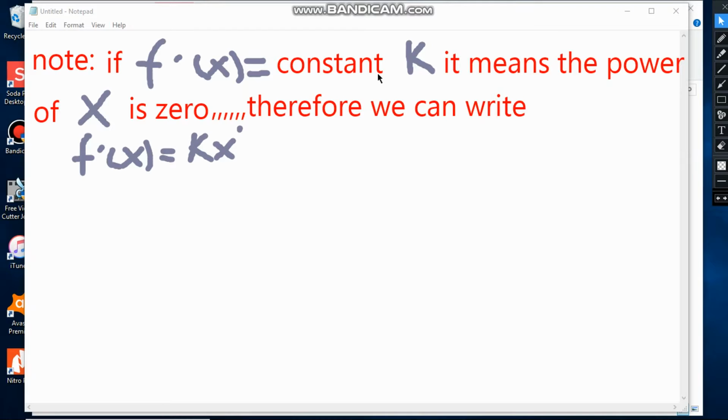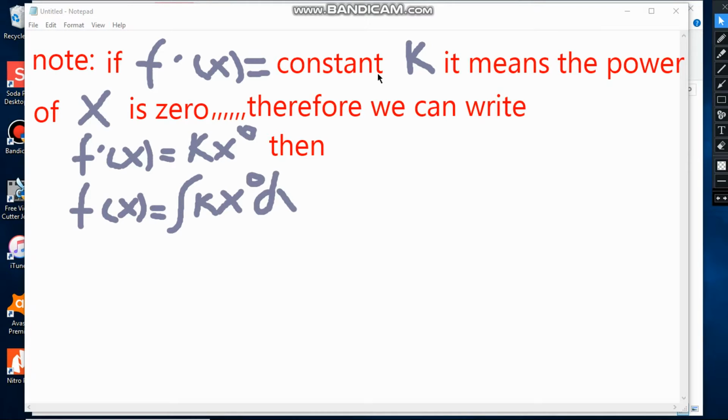So, how do others use this technique to integrate a first derivative whose value is constant? We go through the same methods. Since f of x is my original function and I want to get back my original function from a first derivative function whose value is k, and we know x power 0 is 1.